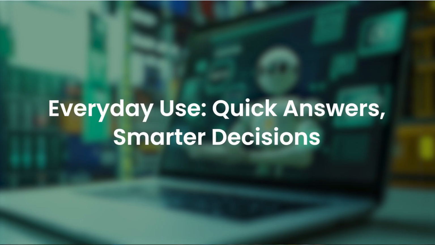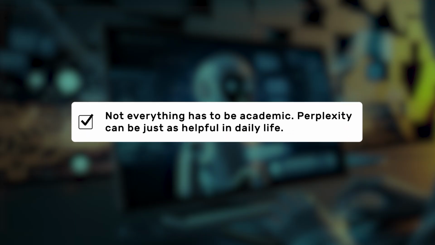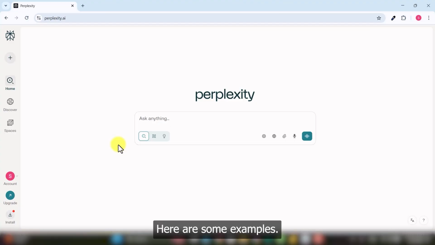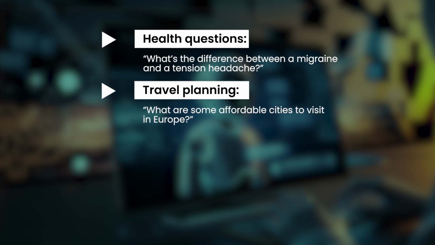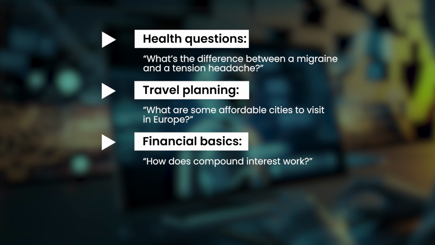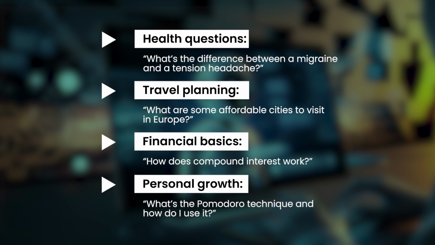Everyday use: quick answers, smarter decisions. Not everything has to be academic. Perplexity can be just as helpful in daily life. Here are some examples. Health questions: what's the difference between a migraine and a tension headache? Travel planning: what are some affordable sites to visit in Europe? Financial basics: how does compound interest work? Personal growth: what's the Pomodoro technique and how do I use it?